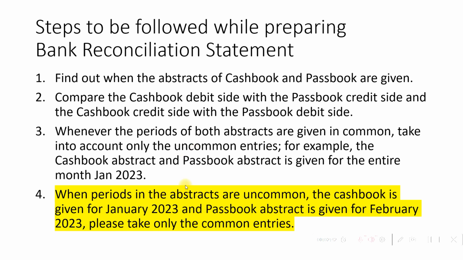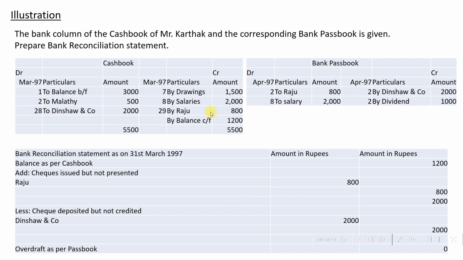When the periods in the abstracts are different, say the cash book is given for January 2023 and the passbook abstract is given for February 2023, we take only the common entries and then create the bank reconciliation statement. We will try to illustrate this concept with an example.